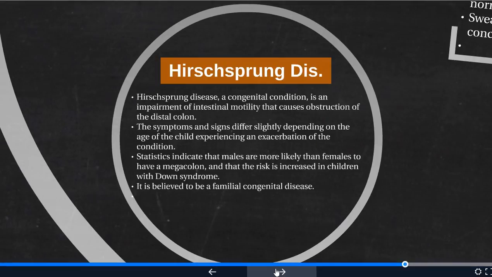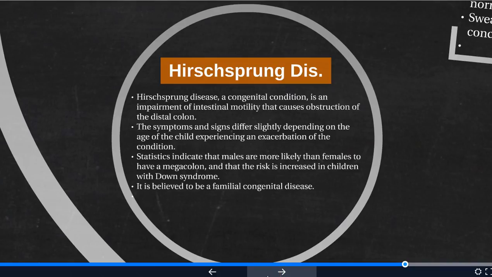Hirschsprung disease is a congenital condition. It's an impairment of intestinal motility that causes obstruction of the distal colon. So things don't move through the guts the way that they're supposed to, and then things get caught up at the end, at the distal colon, so they get backed up. Some signs and symptoms differ slightly depending on the age of the child experiencing an exacerbation of the condition.